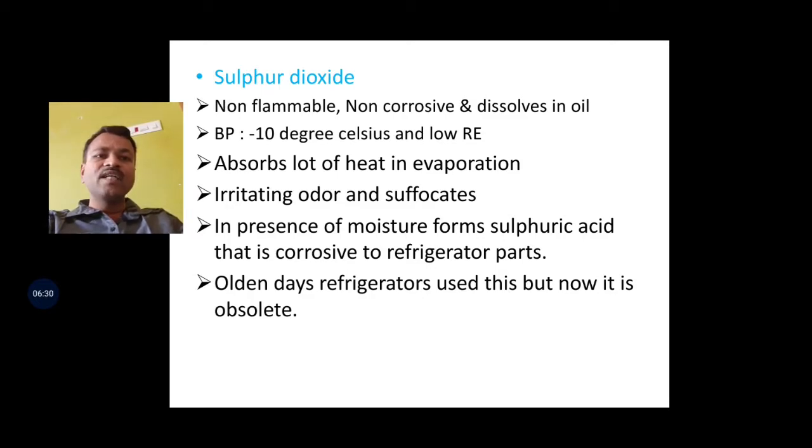It has an irritating odor and suffocates. Sulfur, you know that it irritates and it suffocates also. In the presence of moisture, it forms sulfuric acid that is corrosive to refrigerator parts. In olden days refrigerators used it, but now it is not. It is obsolete. Obsolete means it is out of fashion, outdated. So this is about the sulfur dioxide properties.